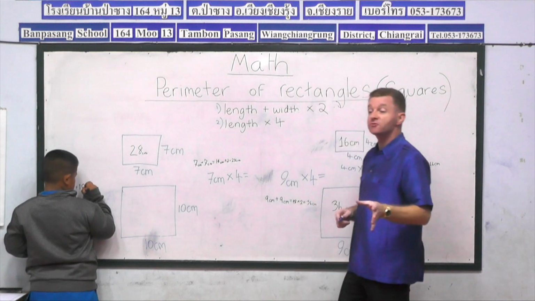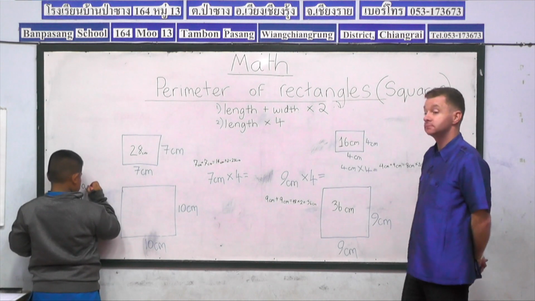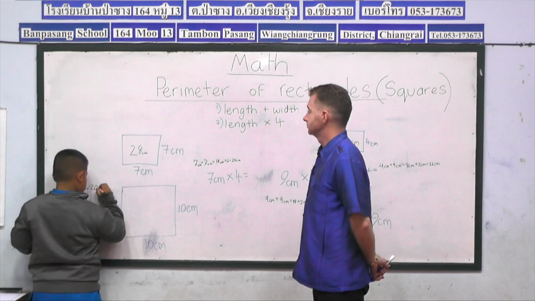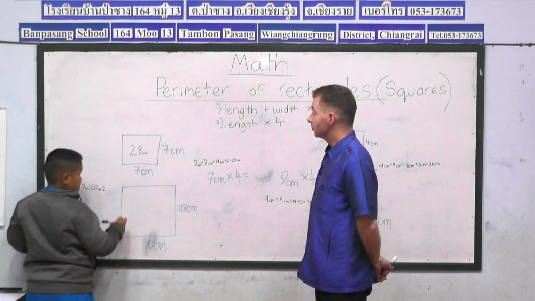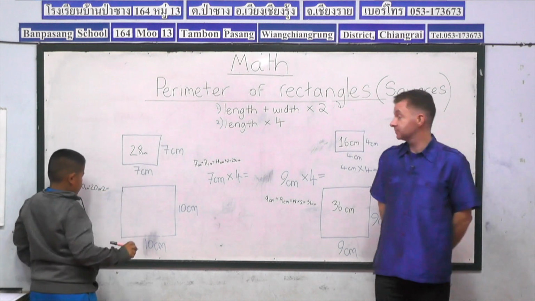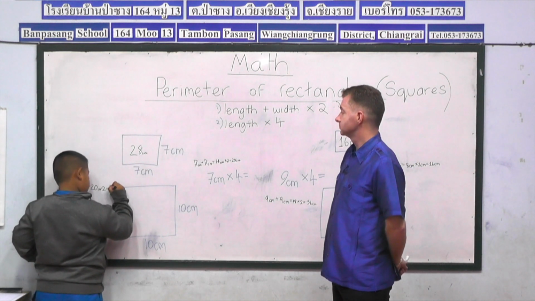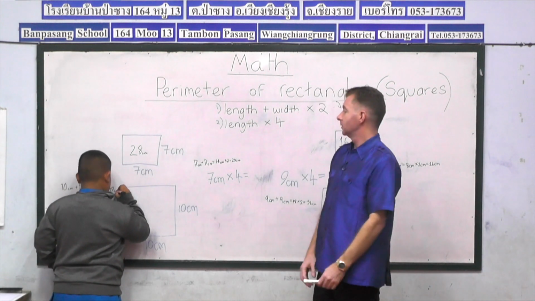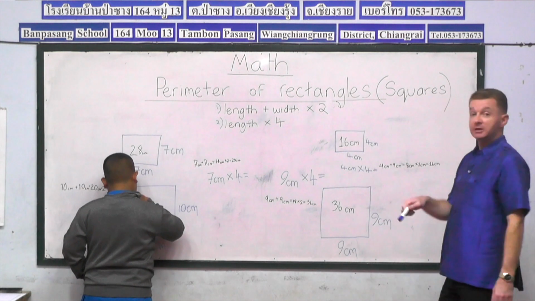And then, when we have 20, what do we need to do? 20 times 2. 10 plus 10 equals 20 centimeters. Well done, Net. 20 times 2 equals 40 centimeters. Always remember your unit. Excellent, Net. So you can write your answer inside the rectangle in big digits. 40 centimeters.